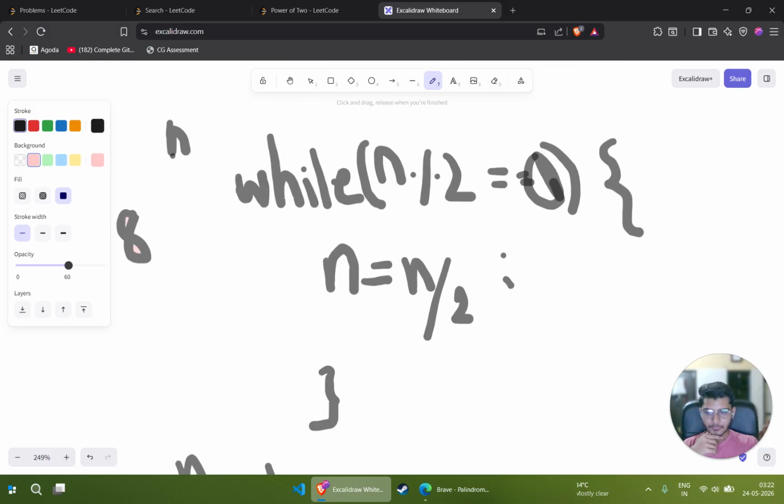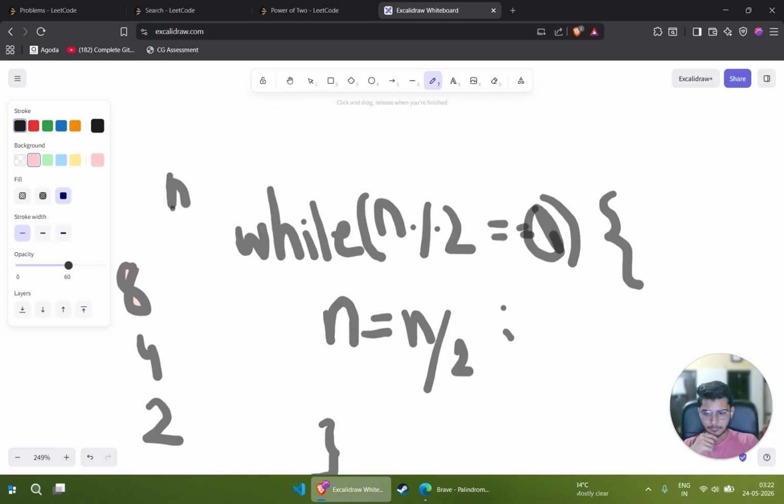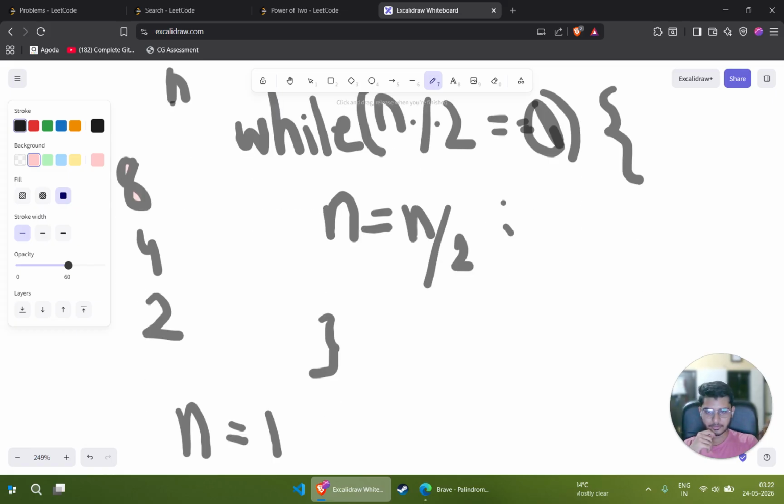Let's try to write this down. If 8 modulo 2 is equal to 0, then it is divisible by 2, and n becomes n divided by 2, so it becomes 4. 4 modulo 2 is equal to 0, and if it is true, we come here. We divide 4 by 2 and the answer is 2. Its remainder is 0, obviously, so we check again. 2 divided by 2 is 1.